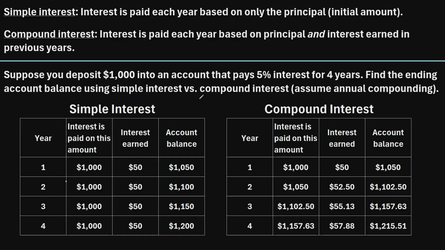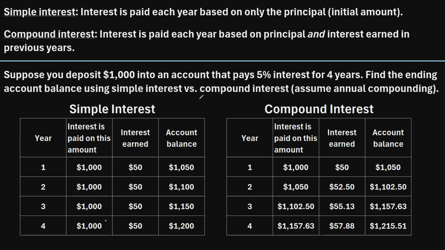Now, in year 2, that 5% interest is still only going to be paid on the initial $1,000 that you deposited. So that means, again, you're getting 5% of $1,000. So you'll be paid $50 in interest again. So your new account balance is going to be $1,100. So it was just the ending account balance plus another $50 to bring you up to $1,100. Now again, in year 3, you're only getting 5% interest on the initial $1,000 that you deposited. So you're getting another $50, which brings your account balance up to $1,150.